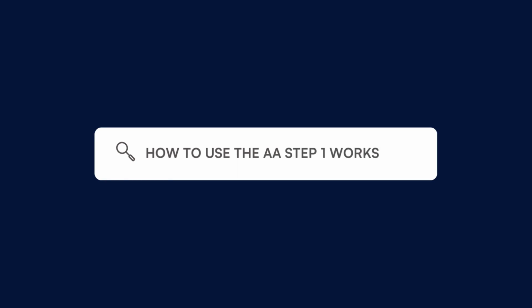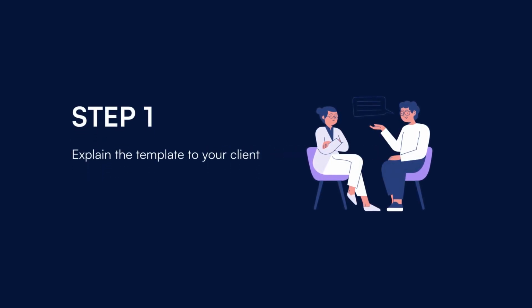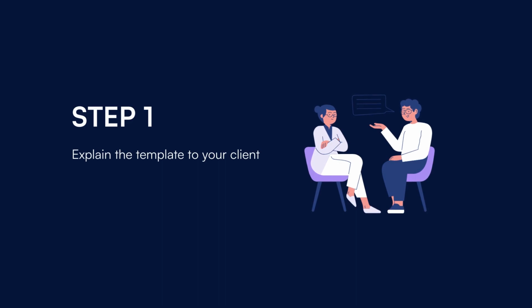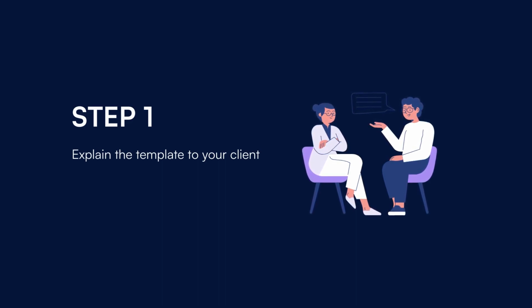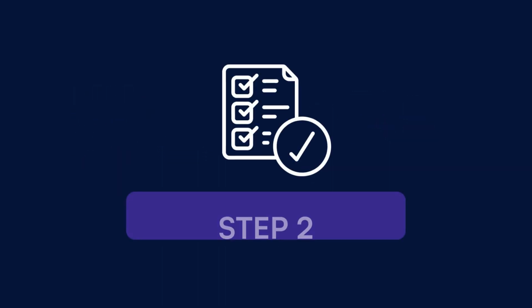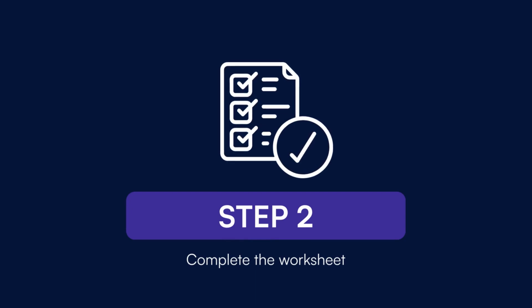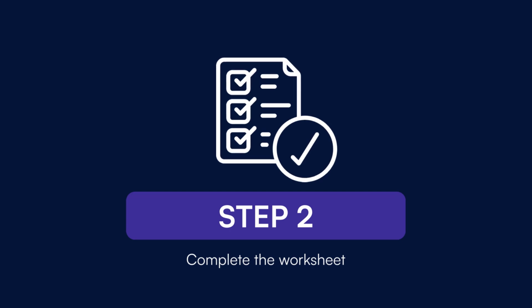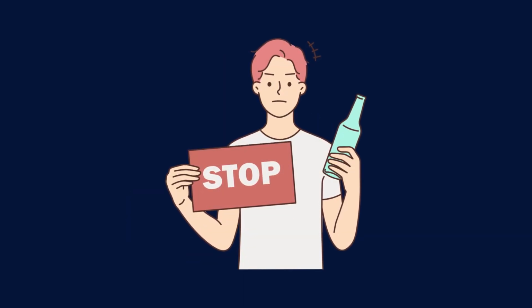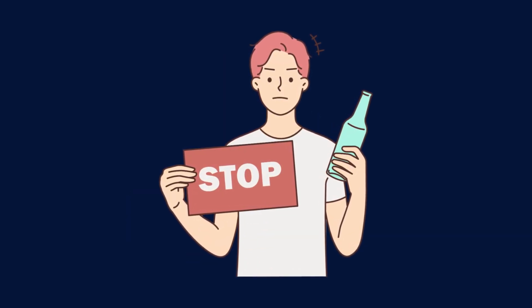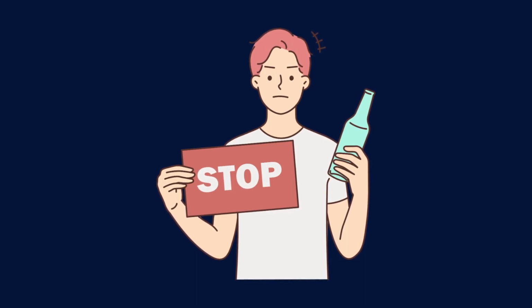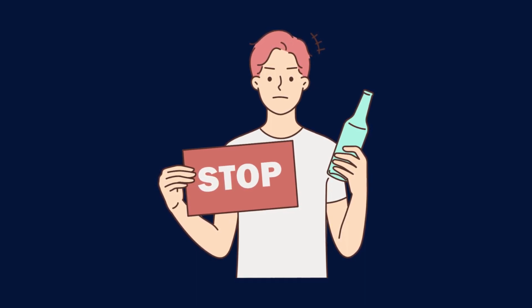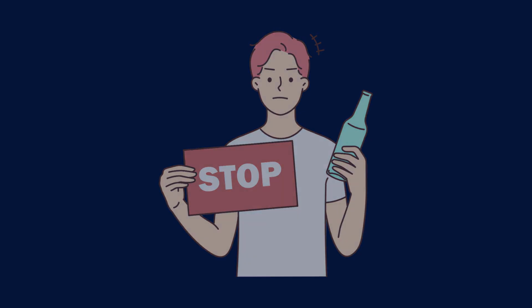Download our AA Step 1 worksheet from the Carepatron platform, which you can find in the link in the description. Explain what the AA Step 1 worksheet is and how it works. Then encourage your clients to complete the worksheet honestly and completely. Let them know that this is a work in progress. Completing the worksheet includes answering questions like: describe your relationship with alcohol. How has it affected your life physically, mentally, emotionally, and socially? Reflect on your behavior and attitudes while under the influence of alcohol. How does it compare to your behavior and attitudes when sober?